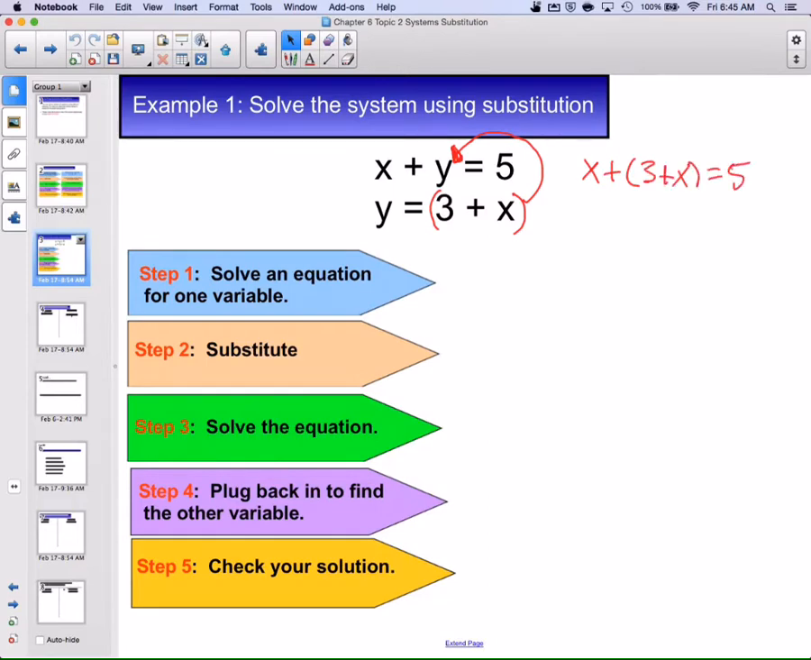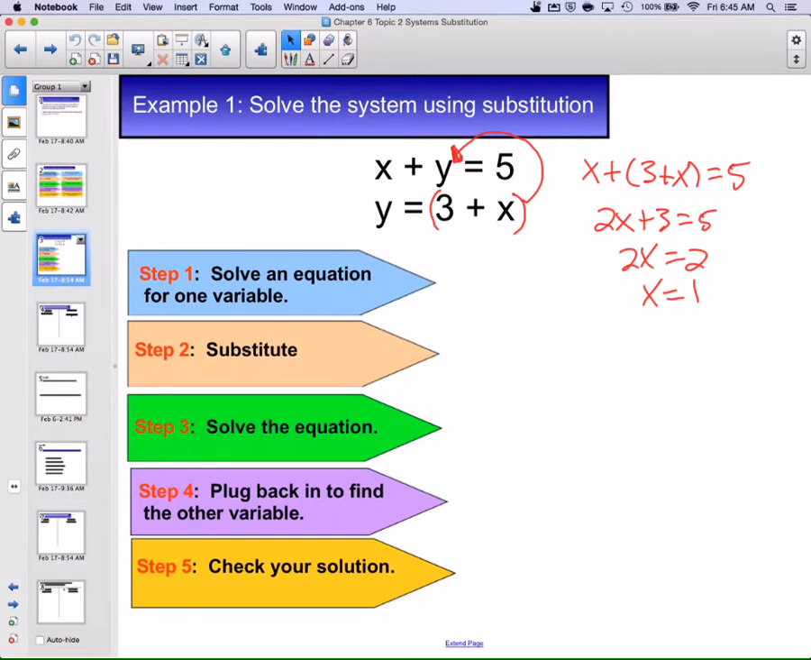All right, so that's step 2. Now I'm going to do step 3, solve the equation. Notice I have x's and 3's, and I have to solve and get x by itself. So that is 2x plus 3 equals 5. 2x equals 2 when I subtract the 3, and then dividing by 2 gives me x equals 1. Okay, so I got one of my two answers.